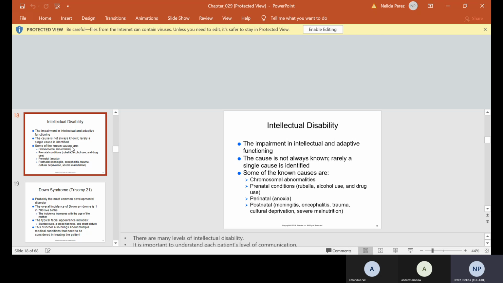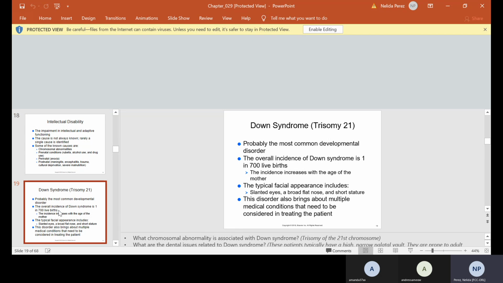Intellectual disability is an impairment in intellectual and adaptive functioning. The cause is not always known. Rarely is a single cause identified. Some of the known causes are chromosomal abnormalities, prenatal conditions like rubella, alcohol use, and drug use, perinatal anoxia, postnatal meningitis, encephalitis, trauma, cultural deprivation, and severe malnutrition. There are many levels of intellectual disability. It is important to understand each patient's level of communication.